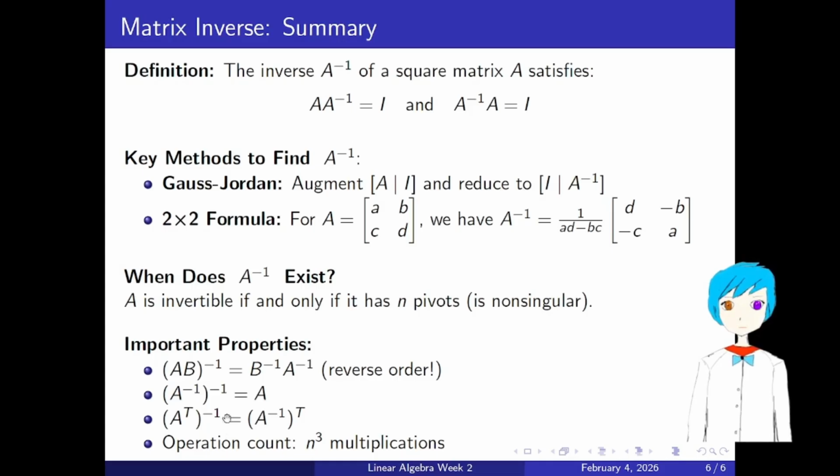So here are some important properties. The inverse of AB equals B inverse times A inverse, in reverse order. The inverse of A inverse is A itself. The inverse of A transpose is A inverse transpose. Usually, it takes up to n cubed multiplications to get the inverse of an n by n matrix.